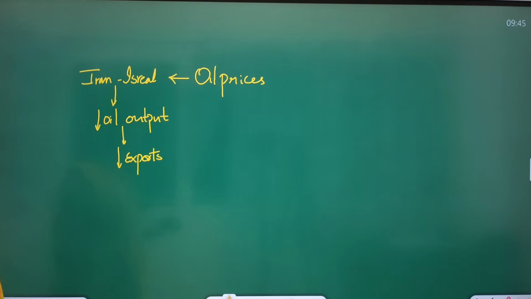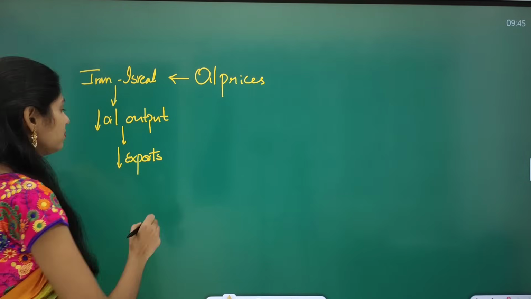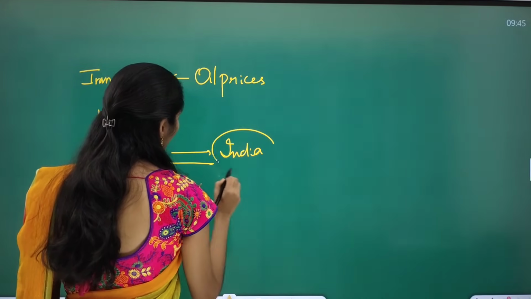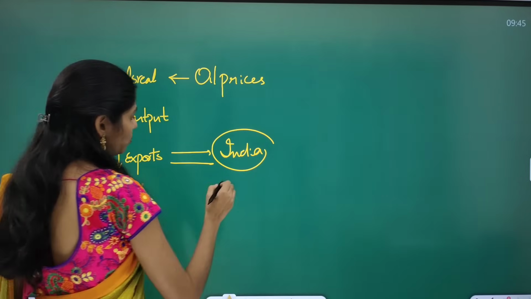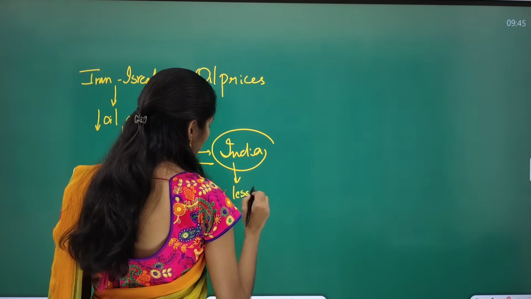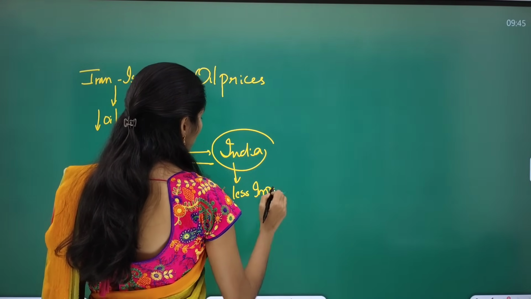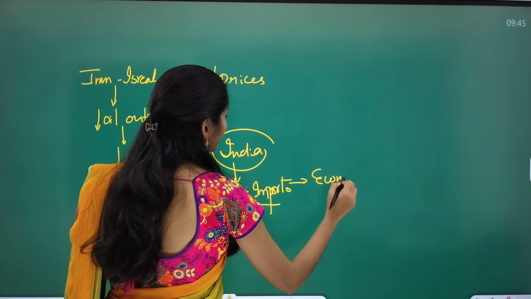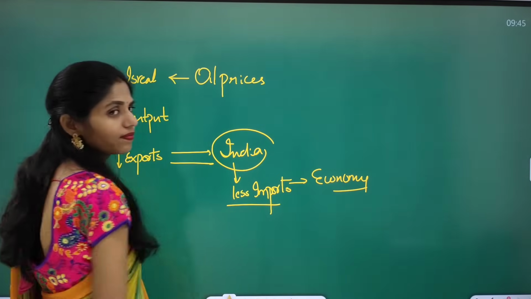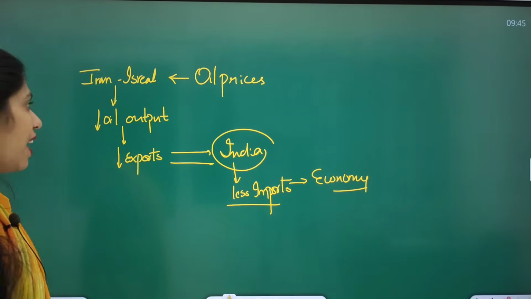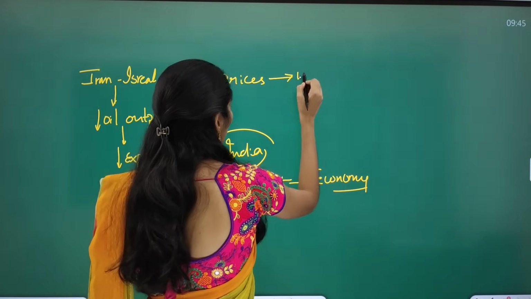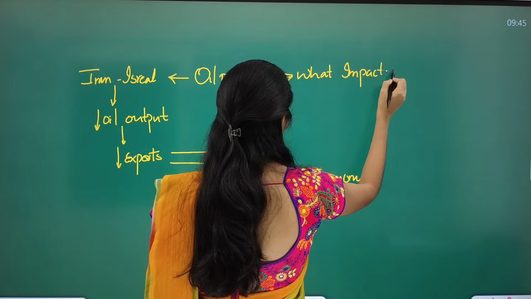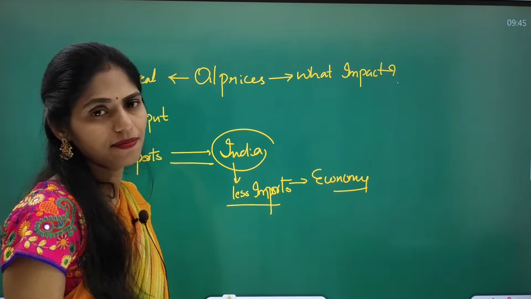For example, India is importing oil from this region. Because of decreasing output and decreasing exports, we are getting very few imports. Whenever we get fewer imports, it will have a direct impact on the economy of our country. Yes or no? So here you have to understand the impact of the rise of oil prices.